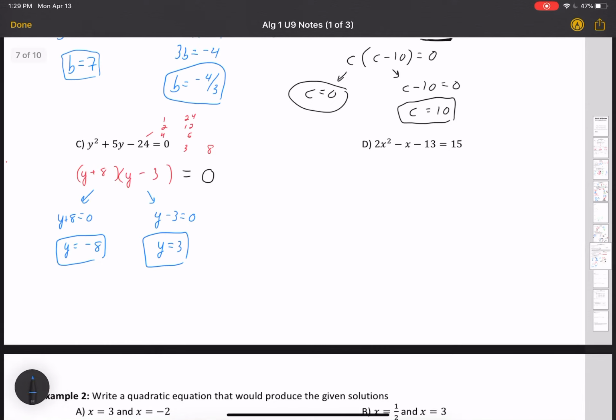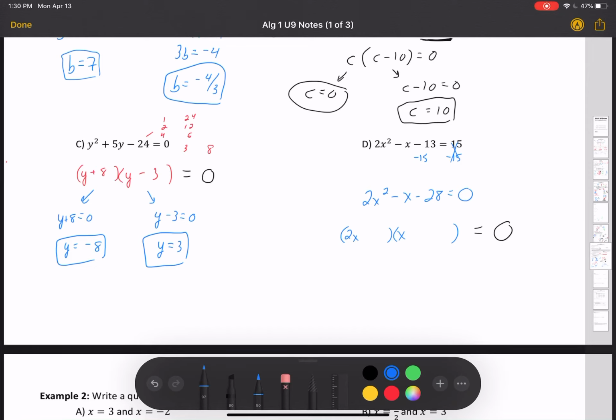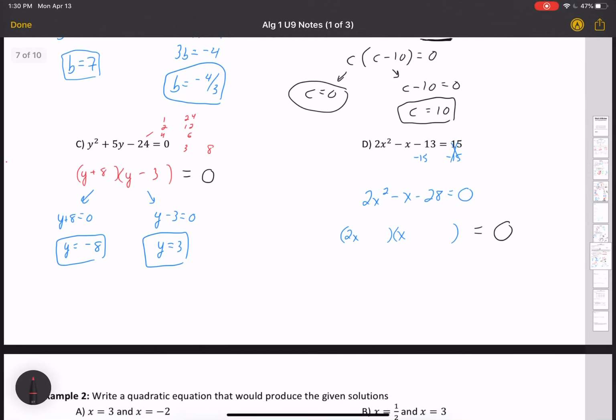All right, last one. We do not have it set equal to 0 yet, so that's our first step. So we'll have 2x squared minus x minus 28 equals 0. Now, no GCF, so we need to break it off. Our first two terms need to multiply to give me 2x squared, so that's going to be 2x and x. Don't forget to set it equal to 0. It's still an equation. Now, our last two terms need to multiply to give me 28, and the inners and the outers need to combine to give me negative 1x.